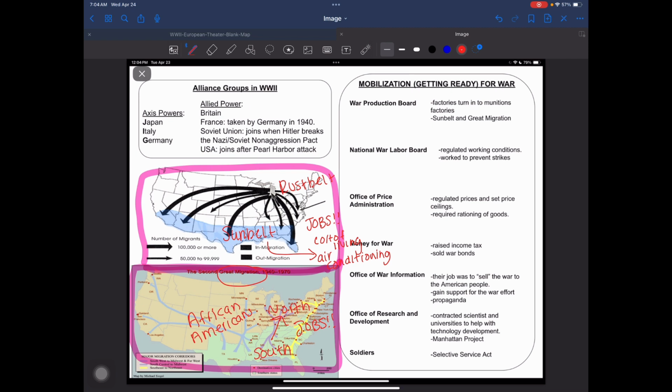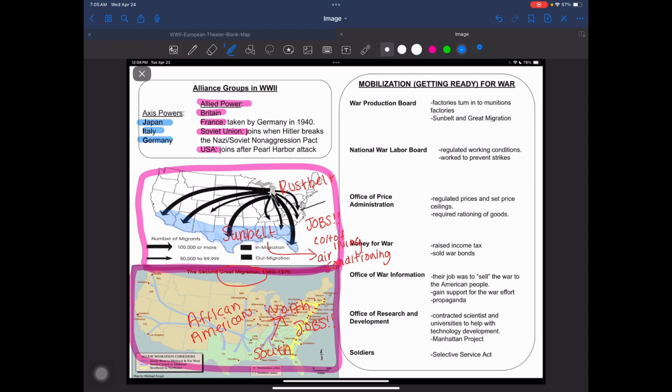And you have your alliances up here. We are obviously going to be joining the Allied powers with Britain, France. France does get taken over by Hitler. The Soviet Union will join us after Hitler breaks that non-aggression pact with them, and then we join after Pearl Harbor. And then our enemy is going to be, the acronym is JIG, Japan, Italy, and Germany.